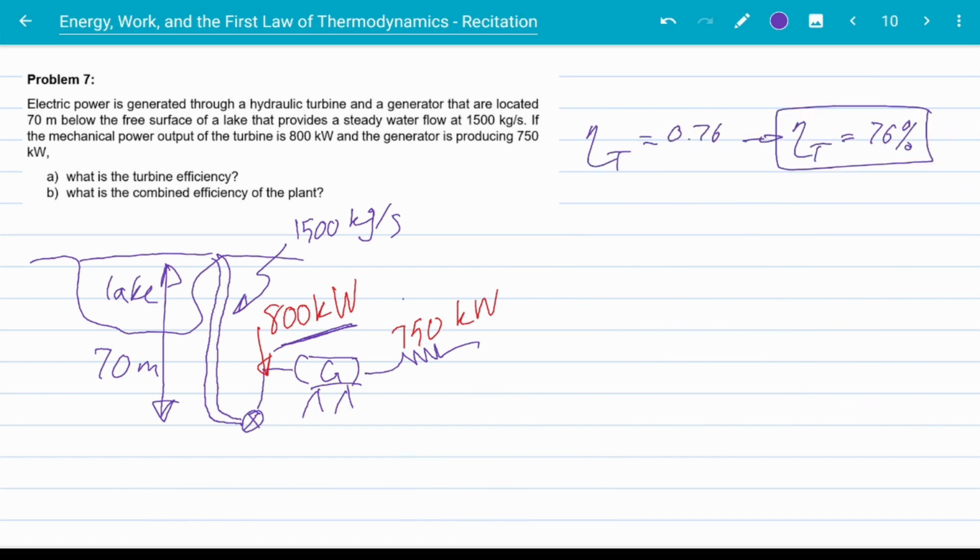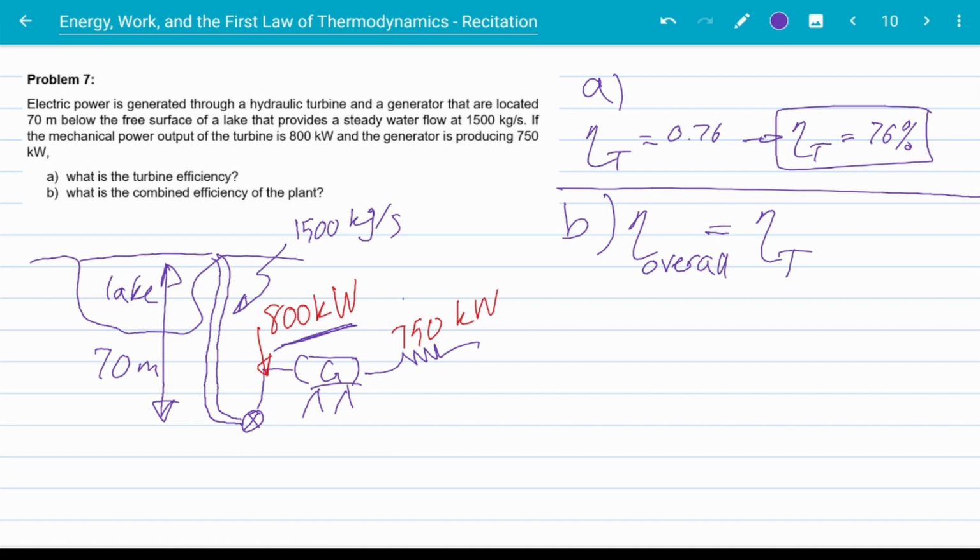Okay, I just cleared the calculations and moved our results from part A up here. Now, in order to answer part B, we know that the overall efficiency of a combined system is the product of the efficiencies of its individual components. So it will be the efficiency of the turbine times the efficiency of the generator, right? We already have the efficiency of the turbine. We need to find the efficiency of the generator.